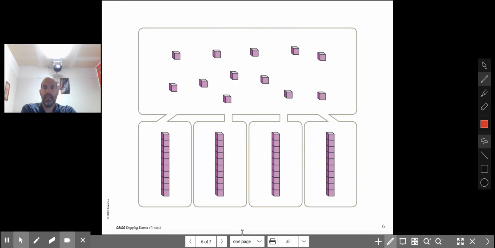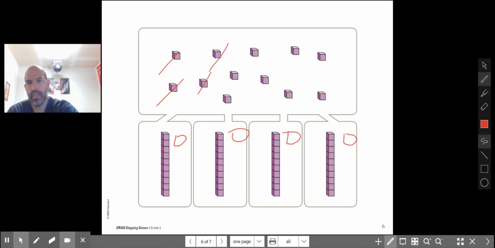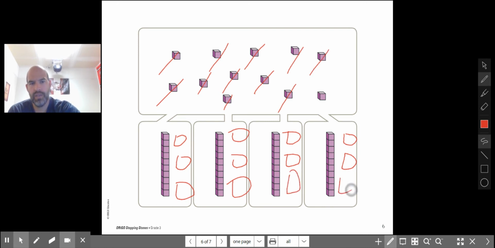And there's the 12 left over, correct? So now we can share them, right? 1, 2, 3, 4, 5, 6, 7, 8, 9, 10, 11, and 12. All right. So we used them all up.